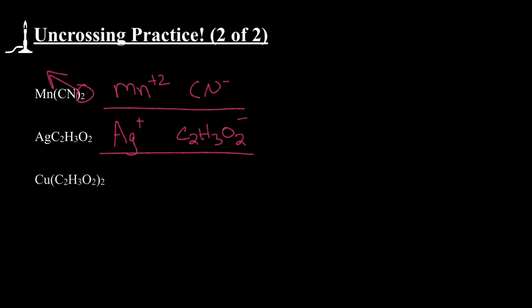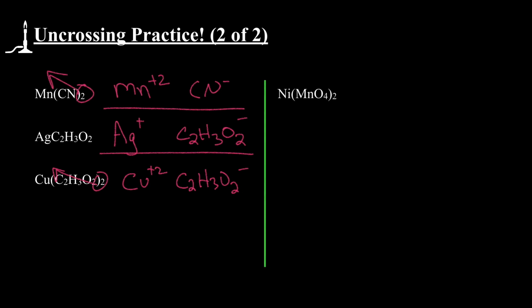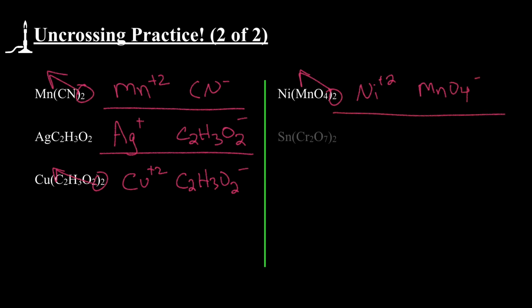Just a few more to go. Here we go. Cu(C2H3O2)2. We're going to separate it. We'll have the copper, and then we have the C2H3O2. That 2 came from the copper. We know the polyatomic has a -1 charge when we uncross them. Ni(MnO4)2. That 2 came from the nickel, so positive 2. And there's nothing between those two, so that means that the MnO4 has a -1 charge.